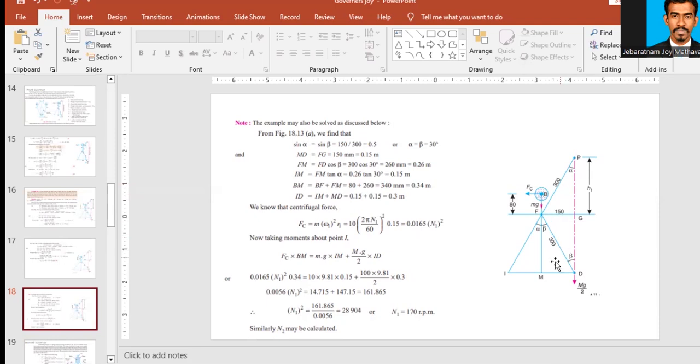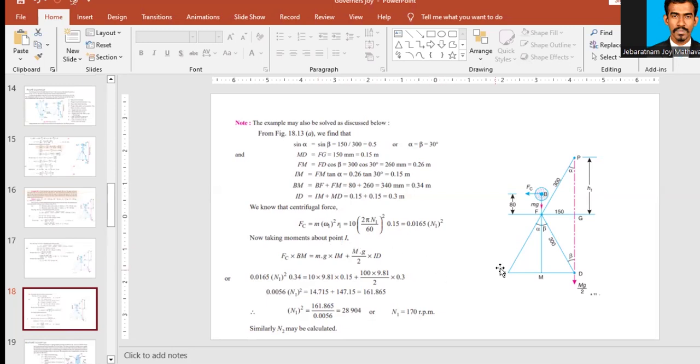So once we find the lengths, we can simply apply the centrifugal force formula. What's the formula? F is equal to m r omega squared. That's equal to m, small m, that is 10 kilogram, into omega. Omega we will replace by 2 pi n by 60 because that's what is asked in the question, I need to find the n. So 2 pi n by 60 whole squared into r1, that is 150. When you solve it, you will have 0.0165 n1 squared. So now we have found FC, centrifugal force, in terms of n.